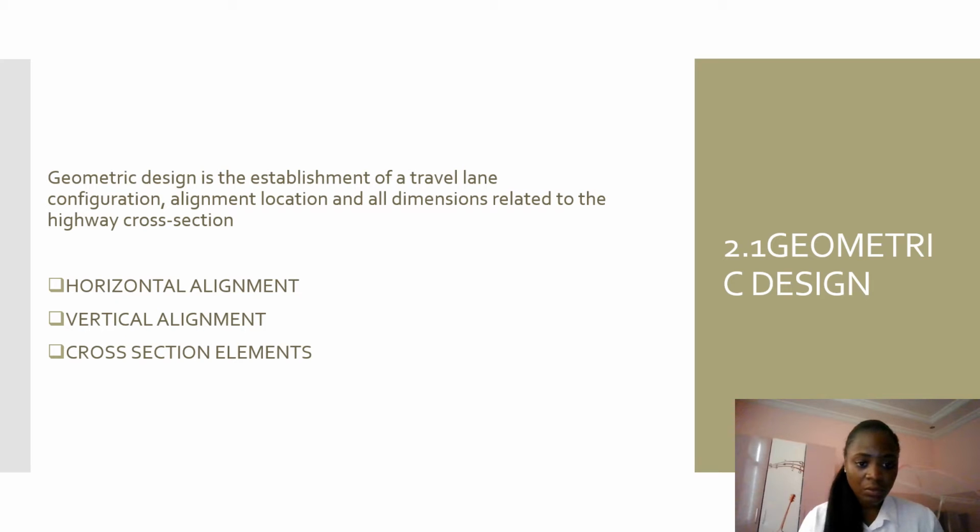And thirdly, we have the cross-sectional element, where we design for and provide for the drainage, and we provide all the road reserves. So the drainage, where pedestrians will walk, and all the elements of the work. Those are part of the geometric design.